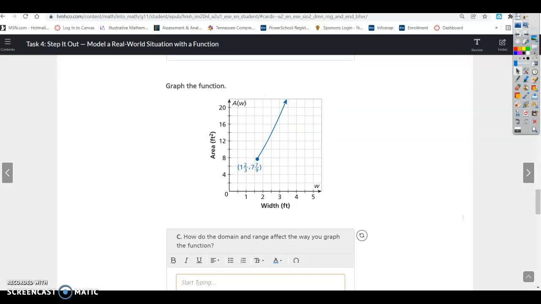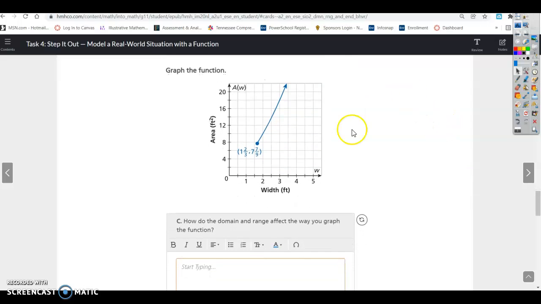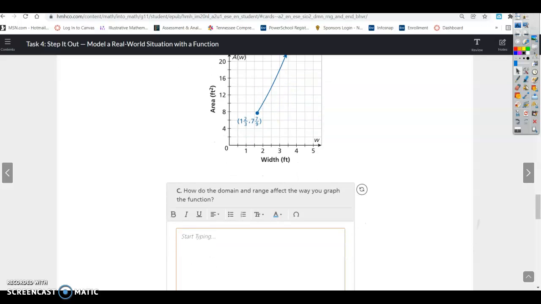All right, so if you graph the function, it's going to look like this. It's going to be your domain and range. That's your endpoint here. It has to be a minimum width of 1 2/3. It has to be a minimum length of 7 and 7/9, and anything greater than or equal to that would be in that direction there.